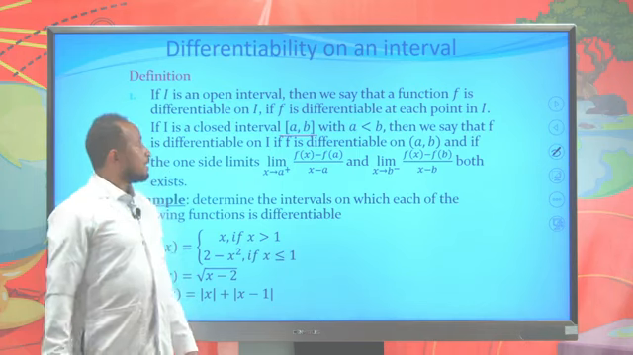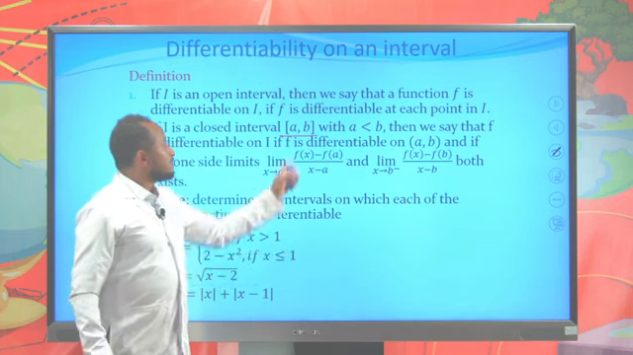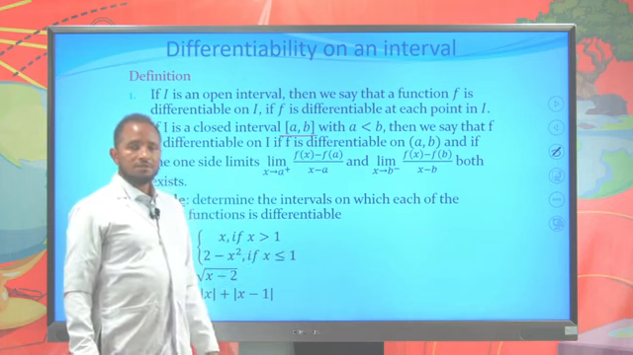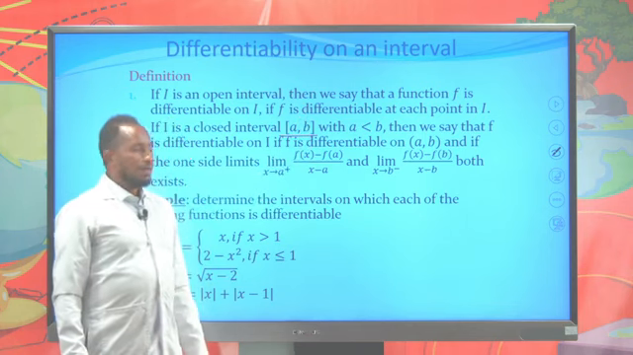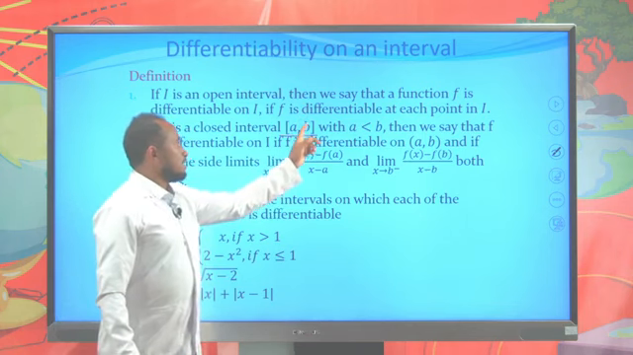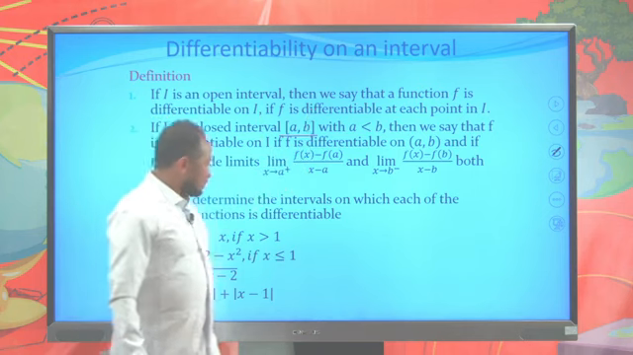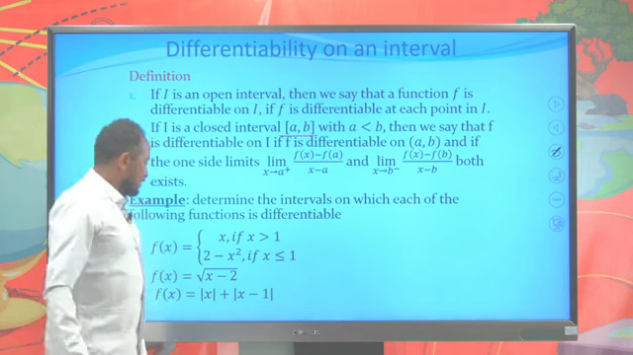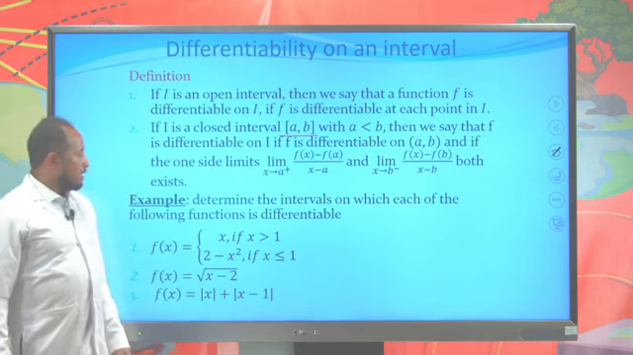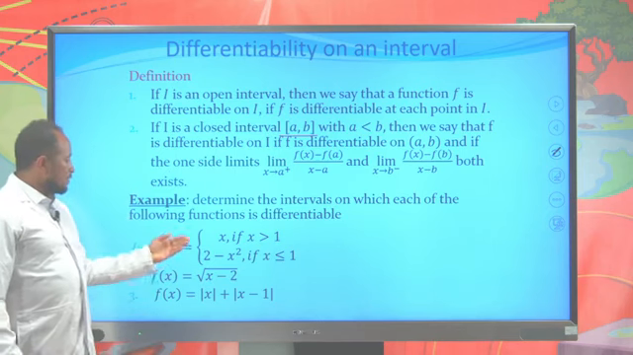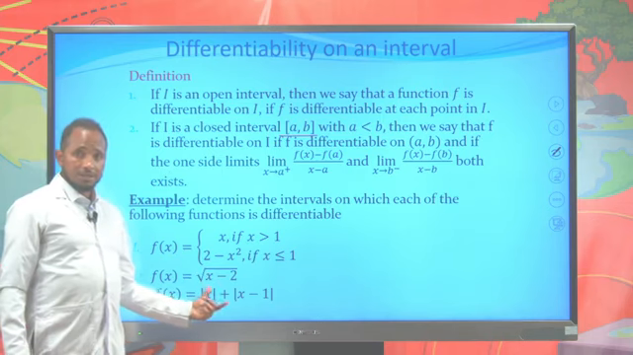By the way, a function being differentiable on this interval doesn't mean that the function is differentiable at a. It means the function is differentiable from the right side of a, and in addition, differentiable from the left side of b. Okay, so now let's see an example for this. We have these questions. Try to find the differentiability interval for this function. Here f of x is given, another function is given. Let's see this turn by turn.